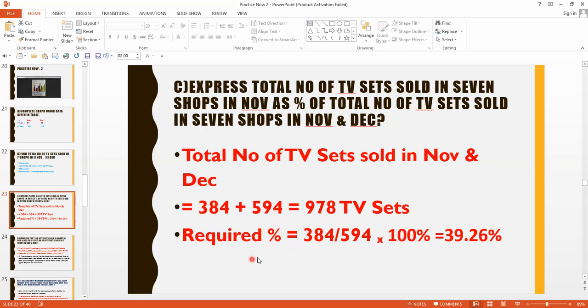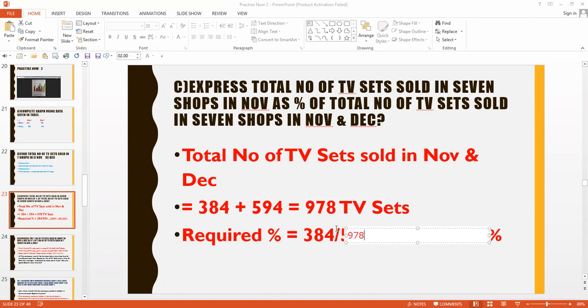So required percentage, here you have to write for November only, that is 384 divided by the total, 384 plus 594, you have to add, and then you have to write it here. Okay, this is wrongly written. I have to correct it. It is not 978. Yes, this is 978. Required percentage, it is written wrongly. So I have to write it here. It is 978.